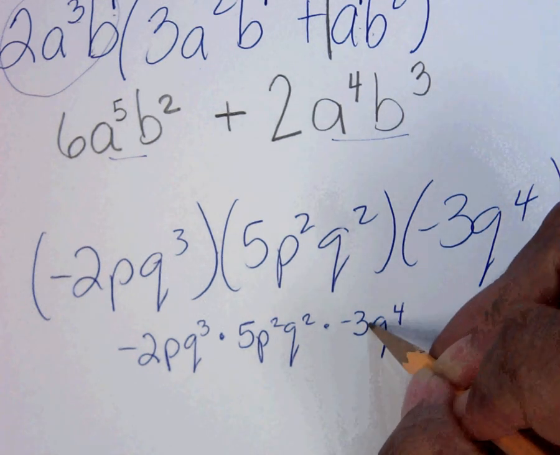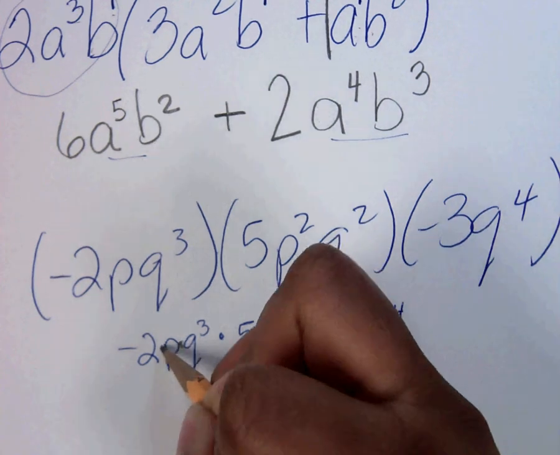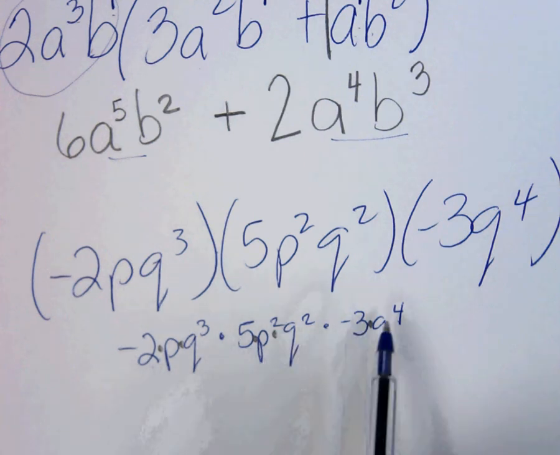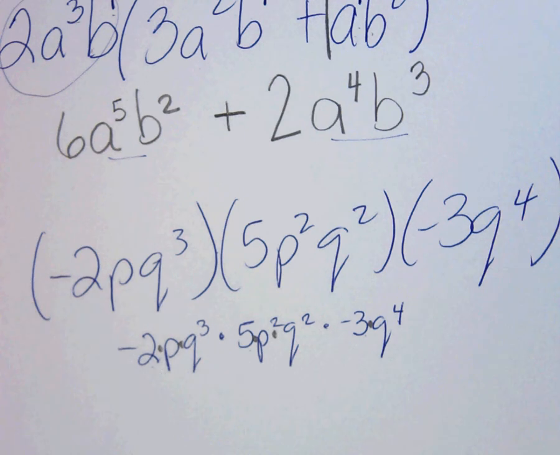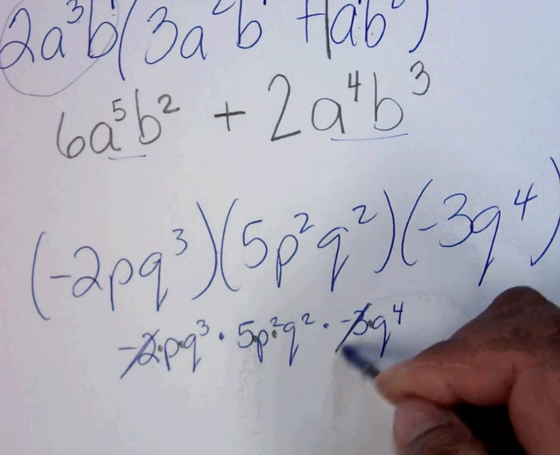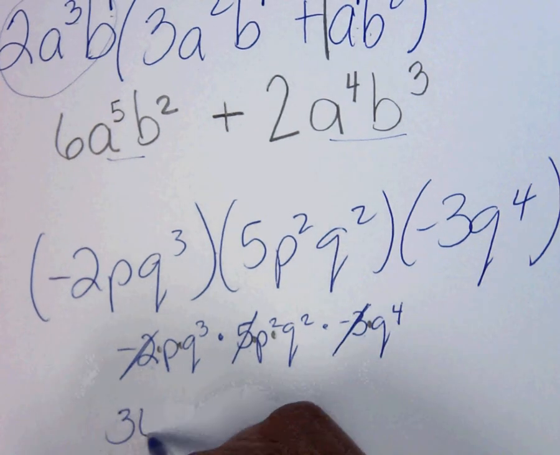I can even go in and put multiplication in between the numbers and the letters. So this is -2 times 5 times -3. And you can do that whichever way is easier for you. 2 times 3 is 6. I have 2 negatives and I'm multiplying, so they become positive. So that's positive 6. 6 times 5 is 30.